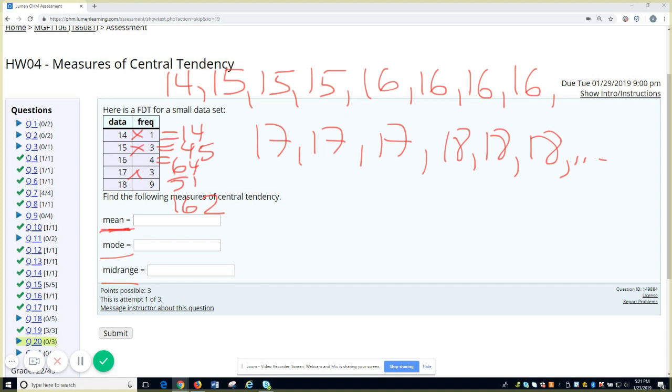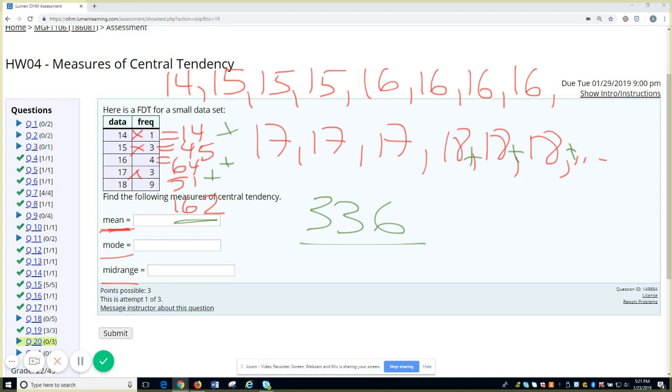So what these numbers do, they basically give you those partial sums. So if I were to add 18 plus 18 plus 18, 9 times, I would get 162. And now I'm going to add up all the partial sums. So 14 plus 45 plus 64 plus 51 plus 162. That gives me the sum of 336.